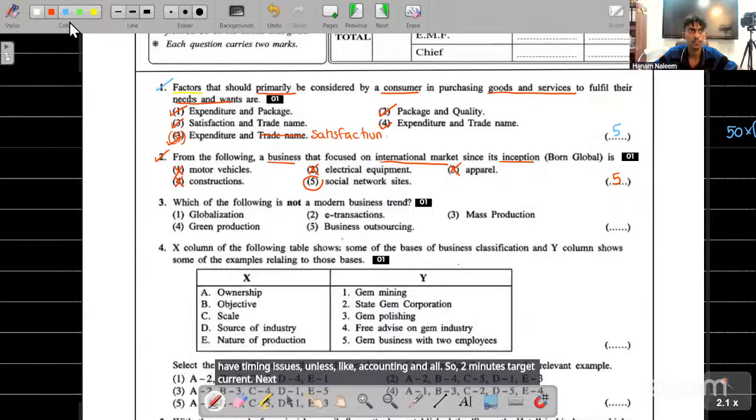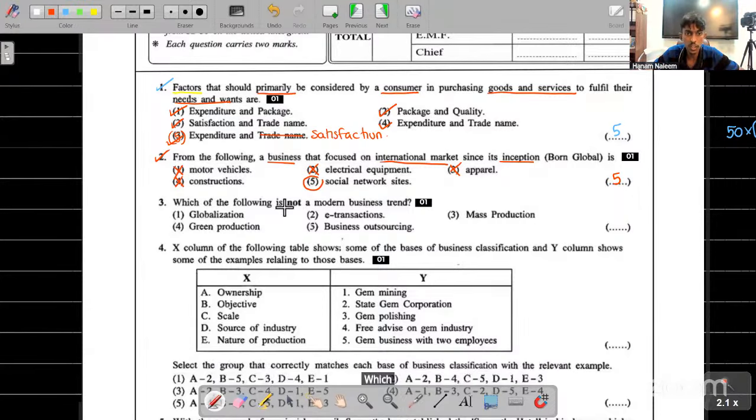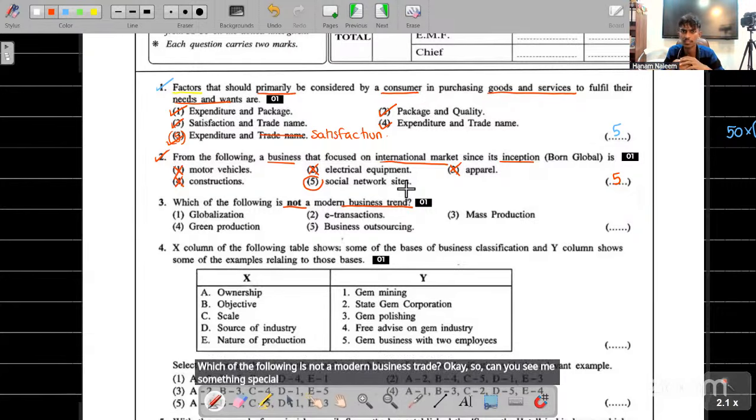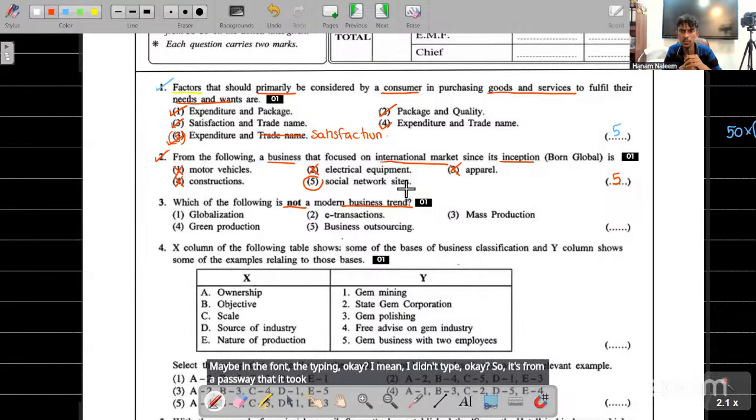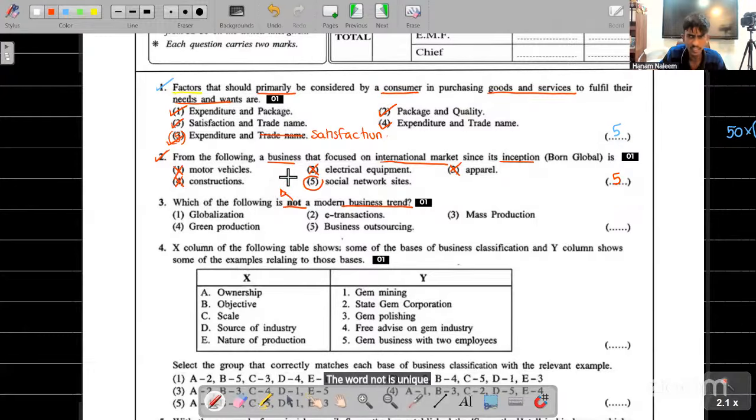Next one, question number 3. Which of the following is not a modern business trend? Can you say something special in this question? Maybe in the font, the typing? I didn't type it, it's from a past paper I took. One word is unique here. What's the word? The word "not" is unique. What's the difference we can see in the word "not" there?